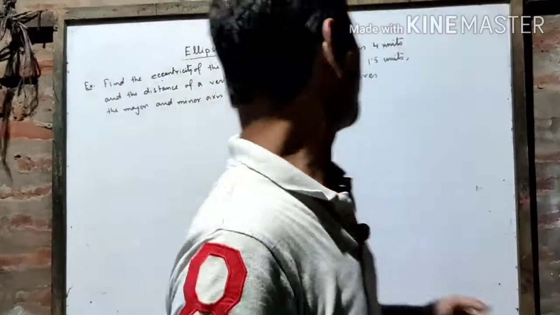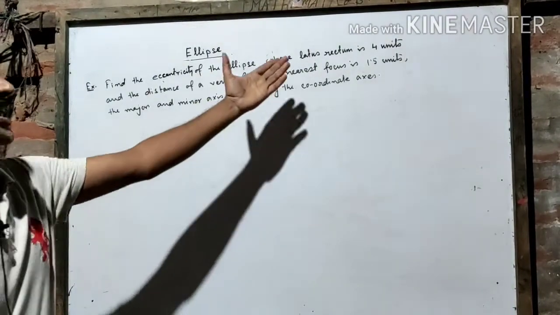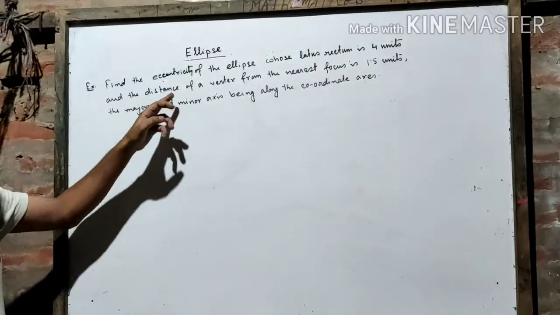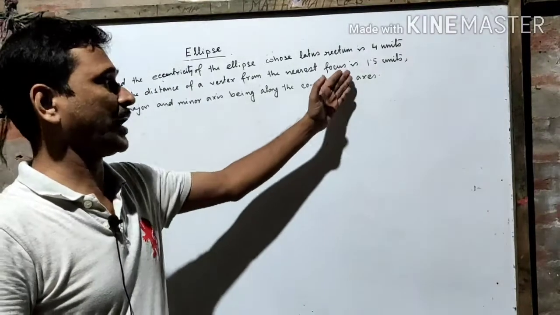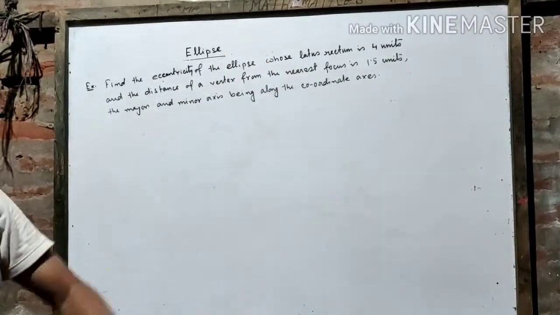So the question is, find the eccentricity of the ellipse whose latus rectum is 4 units, and the distance of a vertex from the nearest focus is 1.5 units. The major and minor axes being along the coordinate axes. Okay.